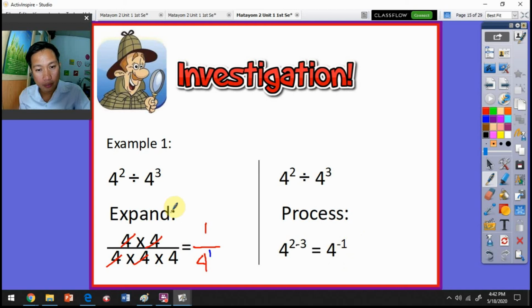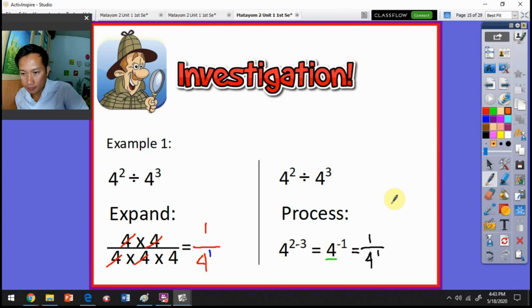If you look here, the expand part and the process part are the same number, or it's from the same problem. So it means to say 4 to the power of negative 1 is equal to 1 over 4 to the power of 1. You have to flip it. Okay? Now, I want you to look closely at the base. Here's the base and the exponent, 4, 1. Now look at the reciprocal. 4, 1. No minus sign.